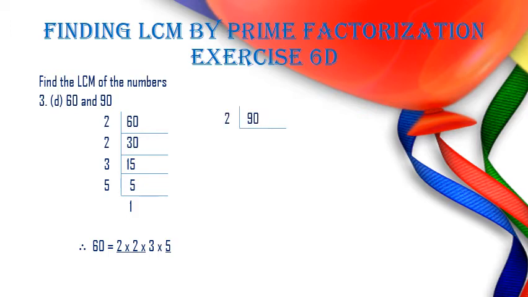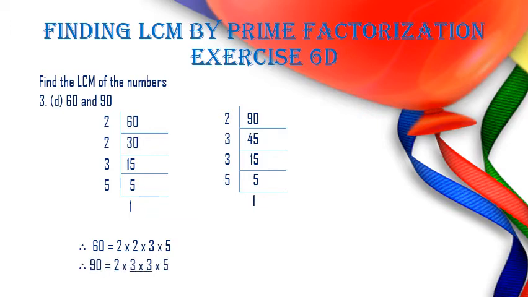Now let's come to the next number, which is 90. 90 divided by 2 is equal to 45. 45 divided by 3 is equal to 15. 15 divided by 3 is equal to 5, and 5 divided by 5 is equal to 1. So the prime factors of 90 are 2 multiplied by 3 multiplied by 3 multiplied by 5.